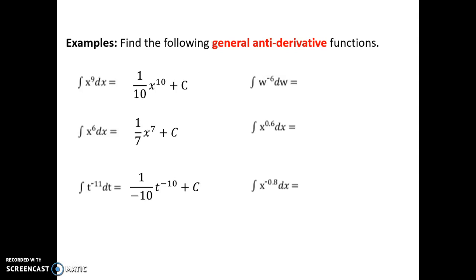We can't have 1 over x because remember that has a derivative of natural log. But every other power function we can write in this form. W to the -6 would be 1 over -5, W to the -5 plus C. Again, adding 1 to the exponent and dividing by that same exponent. 1 over 1 plus 1.6 x to the 1.6. 1 over 0.2 x to the 0.2 plus C. Right, so this is just using that general rule for antiderivatives for power functions.